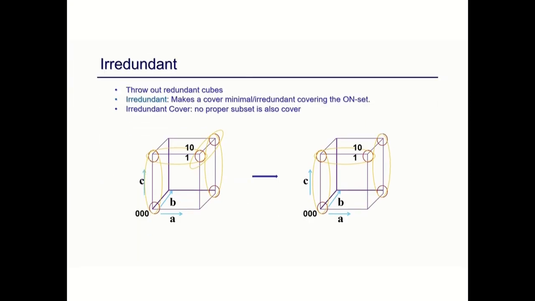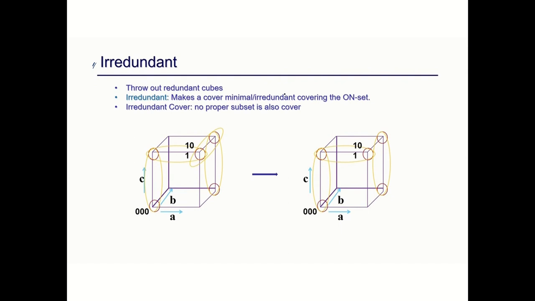Okay, the next one is the irredundant. We'll go for the irredundant method. Already we have the idea of the irredundant: throughout the redundant cubes we will check whether irredundancy is possible or not. So what is the irredundant? It makes a cover minimal, the irredundant cover with the onset. In the irredundant cover, no proper subset is also a cover. So you can check from here how to do this one.